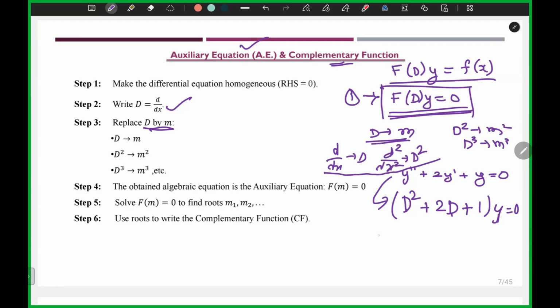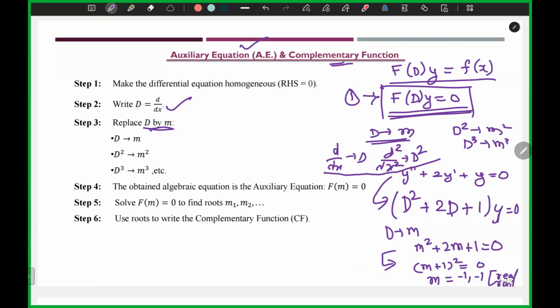Now we have to find the auxiliary equation, so we just replace D by m. It is nothing but m square plus 2m plus 1 equals 0. Now we will determine the roots of this equation. Easily, (m plus 1) whole square is 0, so m equals minus 1, two times. So it is a real root, and it is of repeating type.